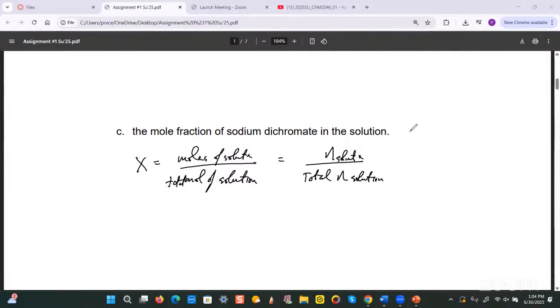Can somebody remind me what the mass of the sodium dichromate was? 4.87, was it? Yeah. Okay. And the mass of the water was 25.0 grams, right? So what we have to do is convert each of these masses to moles, right? So how do we convert the mass of water to moles? 25.0 grams, how do we convert that to moles?